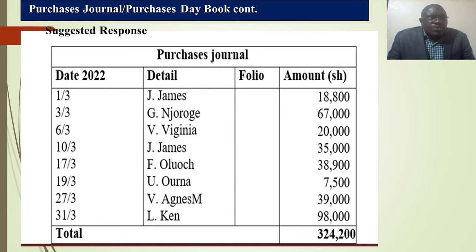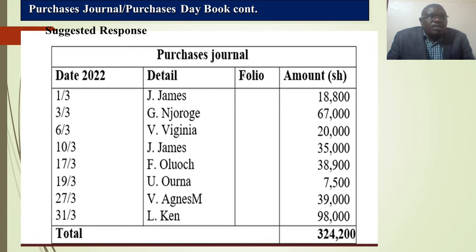On March 1st, J. James is the client. No, J. James is the supplier. This time it is not the client, it is the supplier. He has supplied goods amounting to 18,800. On 3rd of March, G. Njoroge is the supplier and the amount is 67,000 Kenya shillings. On March 6th, the supplier is Virginia and the amount is 20,000 Kenya shillings. On 10th of March, again, the supplier is J. James. The amount is 35,000 Kenya shillings.